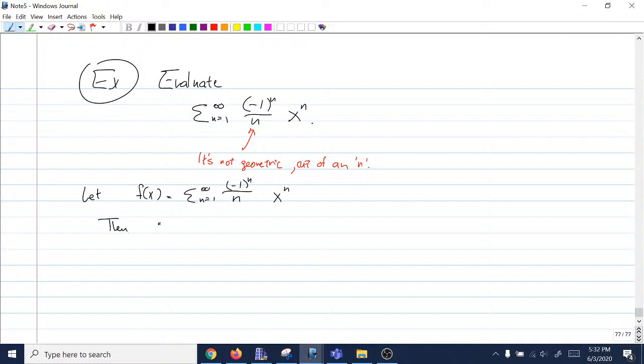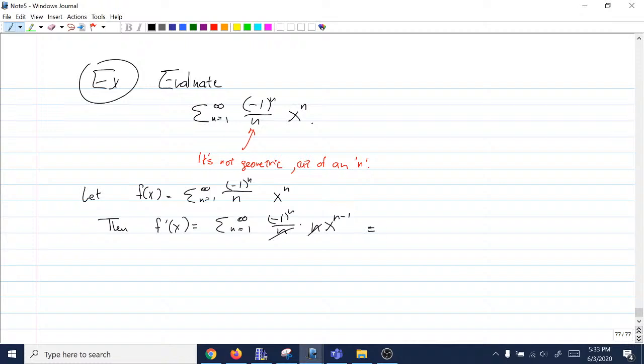Then f prime of x is the sum from n equals 1 to infinity of (negative 1) to the n over n times n x to the n minus 1. In the statement of the theorem up there, I always re-indexed the series. We don't have to actually re-index the series. I don't care to use the formal statement of the theorem. The point is you can take the derivative that we just did, and then untake the derivative and integrate back to say what f of x is, the more useful thing.